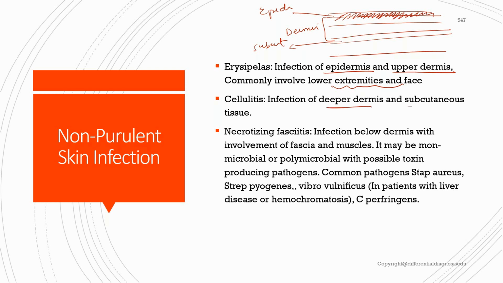Cellulitis, when deep dermis and subcutaneous tissue is involved. That is cellulitis. Necrotizing fasciitis, when below the dermis is involved, basically fascia and muscles. And it's more of a polymicrobial infection from Staph aureus. So polymicrobial, every organism will be there.